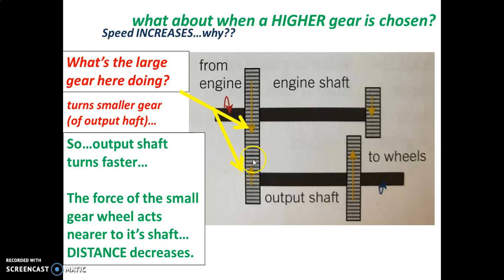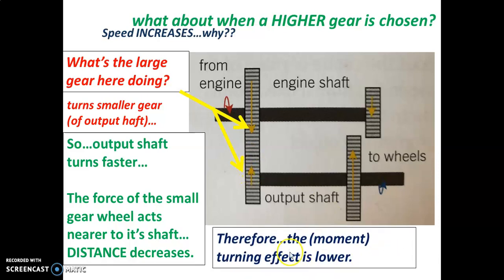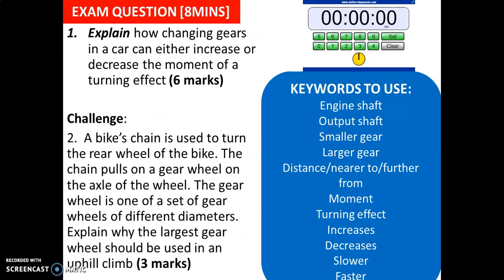And the force, which is going to be applied over here where my cursor is, the force of the small gear wheel will be acting nearer to the output shaft. So the distance between the two decreases. So therefore the turning effect will also be smaller. It will be lower. This is how changing gears actually gives either a bigger or smaller turning effect.